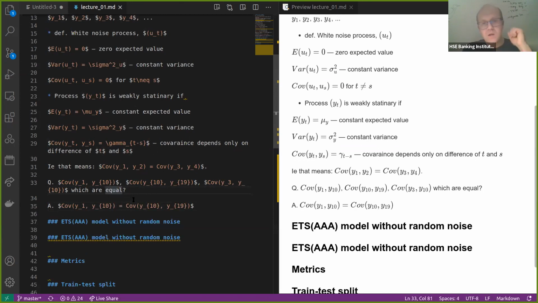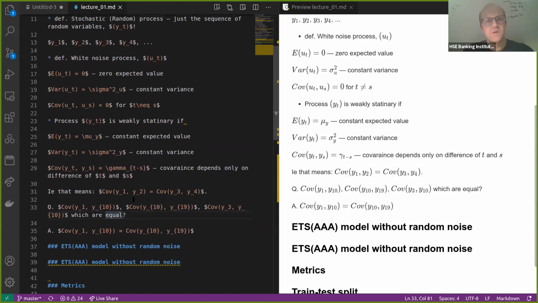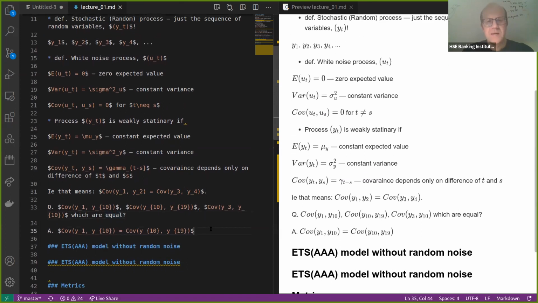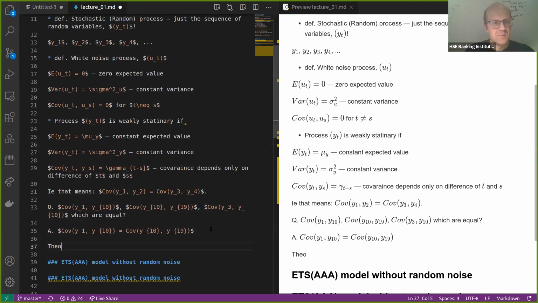Okay, let's continue. So now we have a definition of a weakly stationary process. We have a definition of white noise. We may state our first theorem. Theorem: white noise is a stationary process.